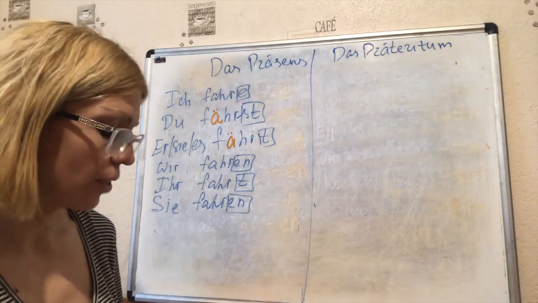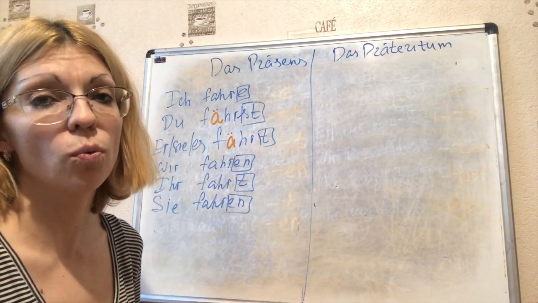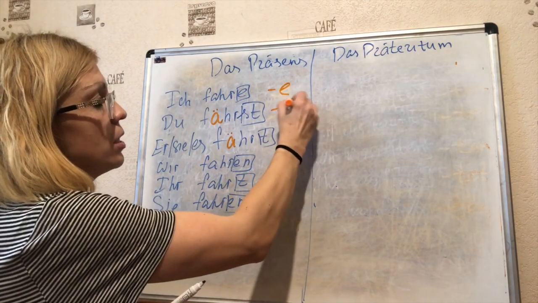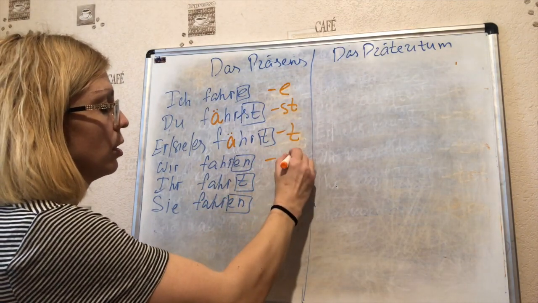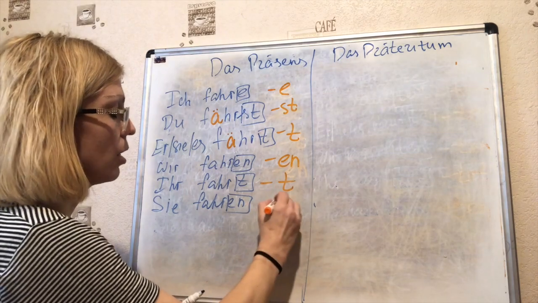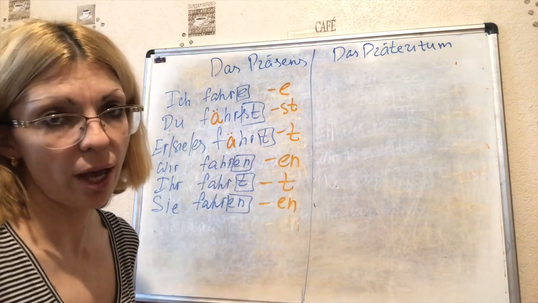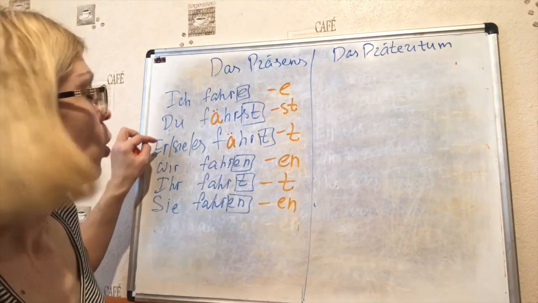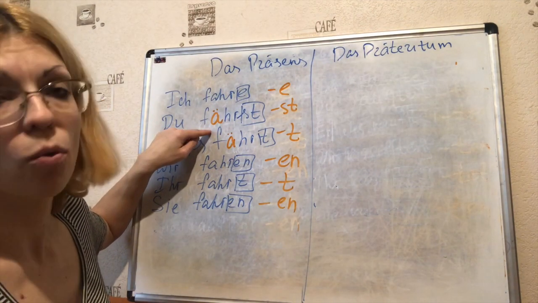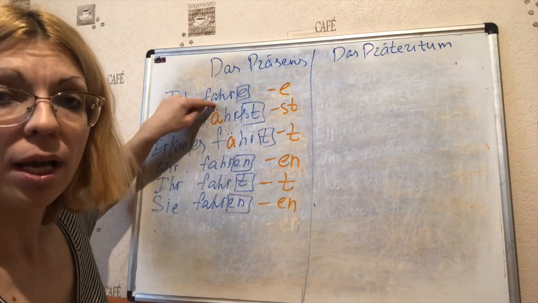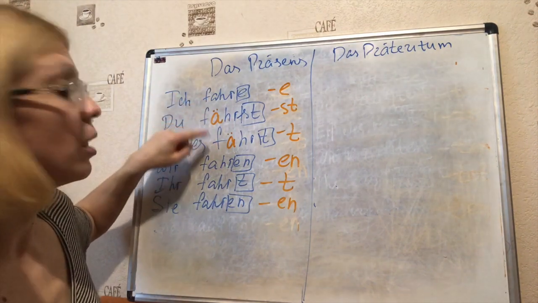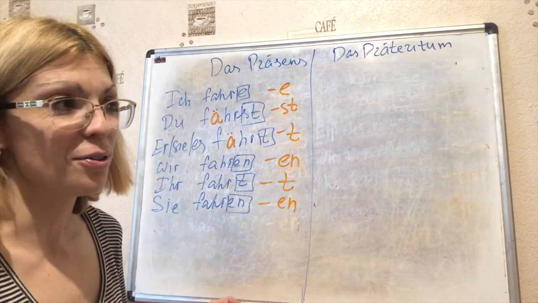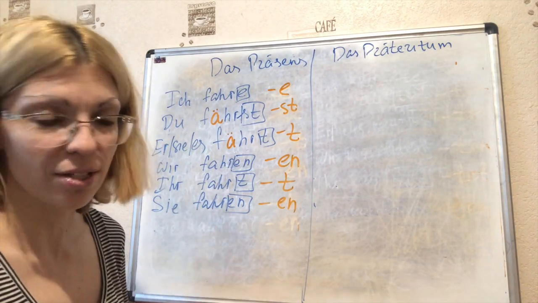Okay. What do we see? That we have the same endings as we had for kaufen: e, st, t, en, t, and en. But what else do we have? Sure. For the second and the third person, we have a changed vowel. A becomes ä, here and here. Well, what you have to do, I think you know, is that you just have to learn it.